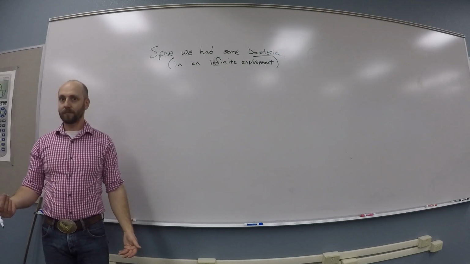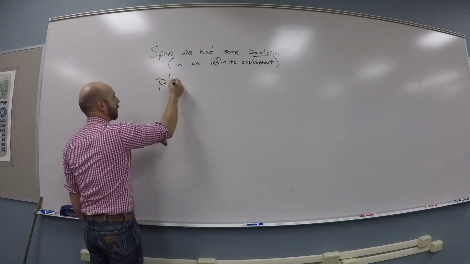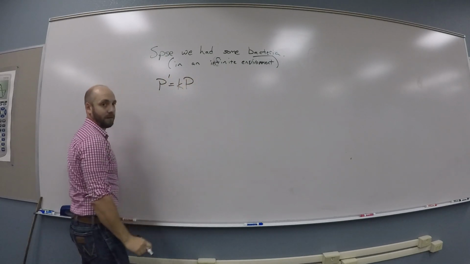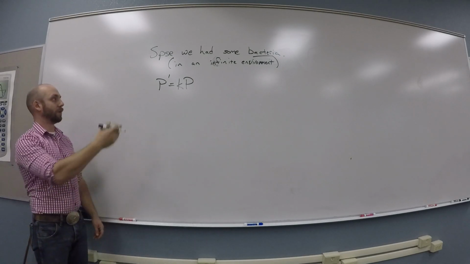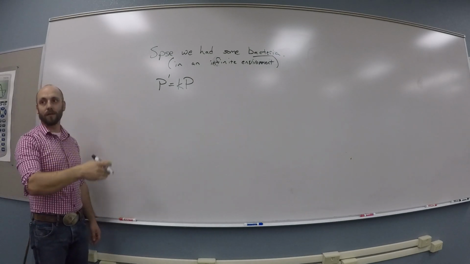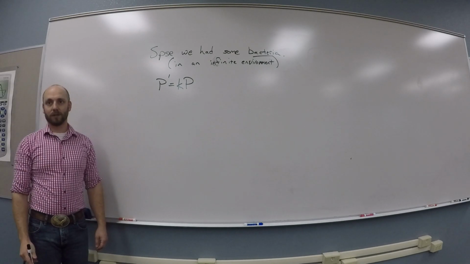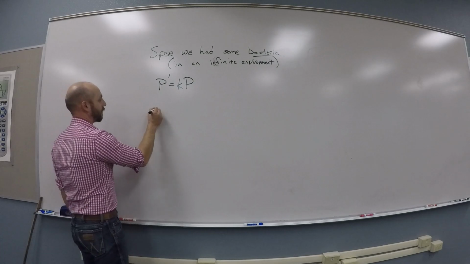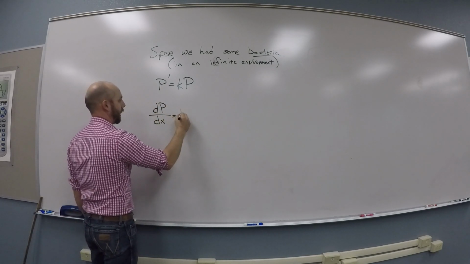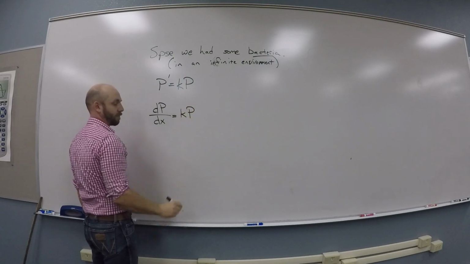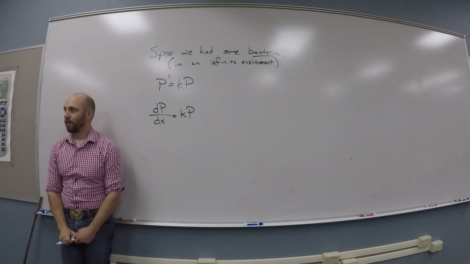You guys see that? So that, and this is the model part, right? I'm writing P prime as Kp. And I'm just saying the derivative is some constant times the population itself. You guys all good with this? Another way I could write this is dp dx is Kp. You guys all with me on this?